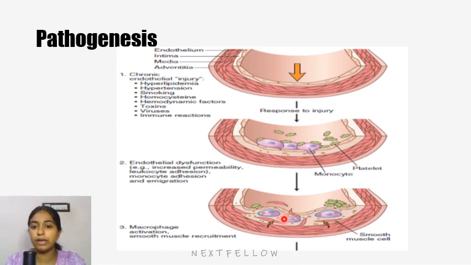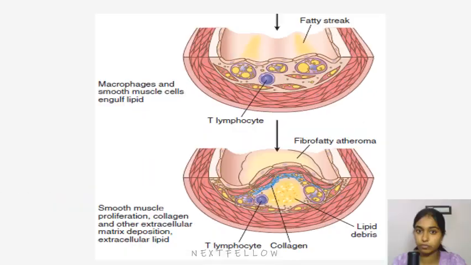So macrophages will get activated and smooth muscle recruitment can also occur. This macrophage as well as smooth muscle cell which gets activated will engulf the increased lipid in the blood vessel and form the initial lesion, that is fatty streak. And further it will cause smooth muscle proliferation, collagen and other extracellular matrix deposition and form an atheromatous plaque.